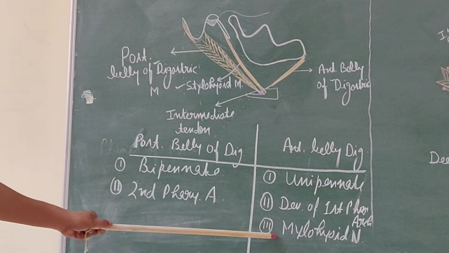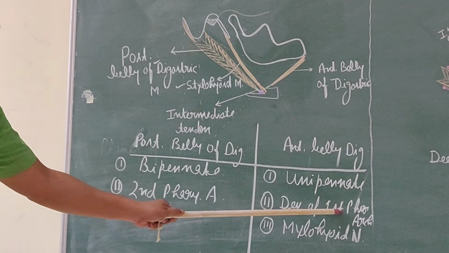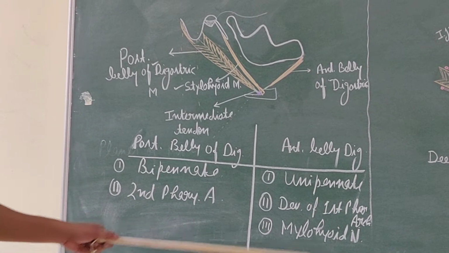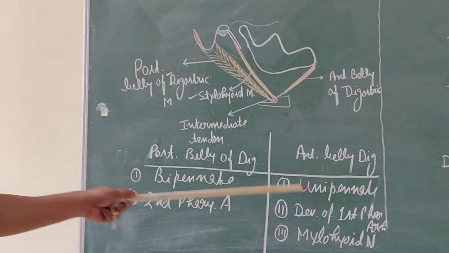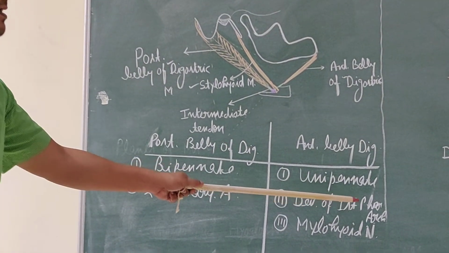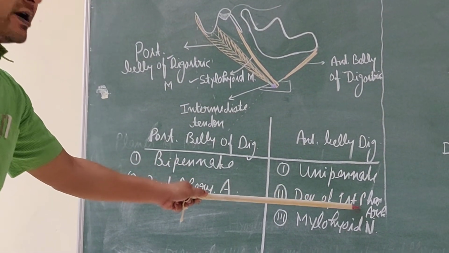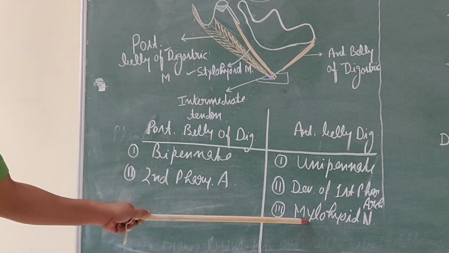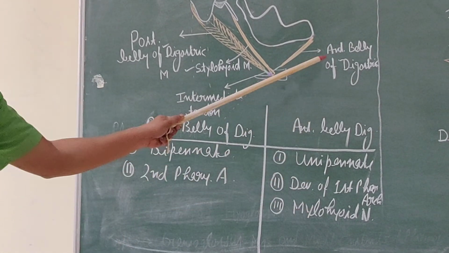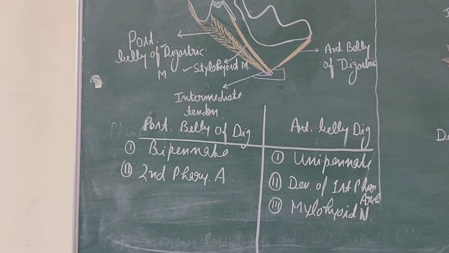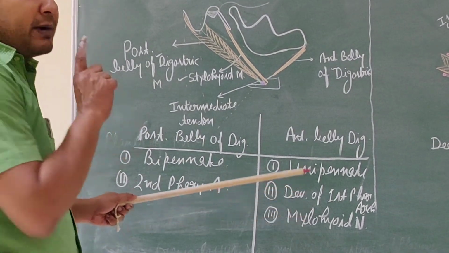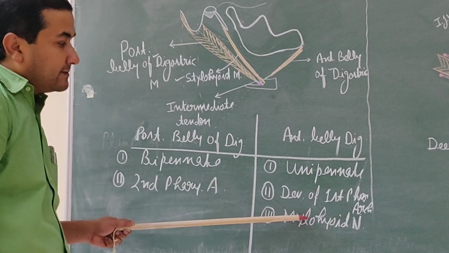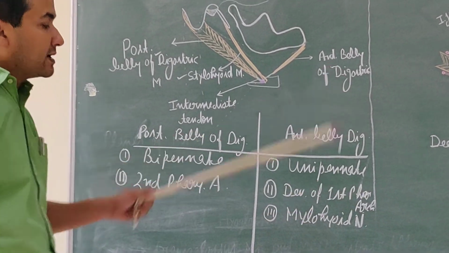Why? Because the nerve of the first arch is the mandibular and the maxillary nerve. Maxillary is sensory, mandibular is mixed. So, from the inferior alveolar nerve, the branch is the mylohyoid nerve, which supplies the anterior belly of the digastric muscle. This mylohyoid nerve also supplies the mylohyoid muscle, means a single nerve supplies the two muscles.